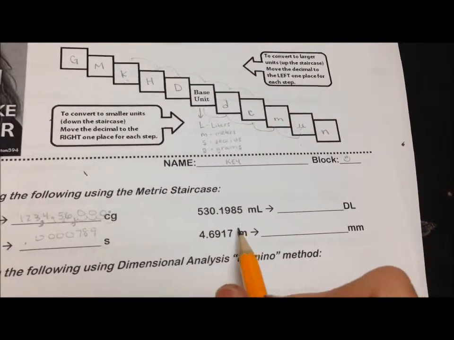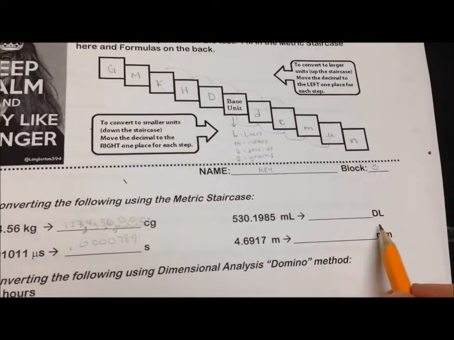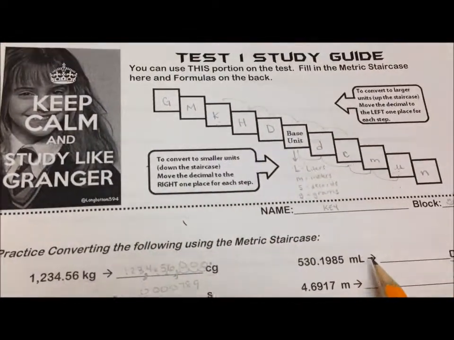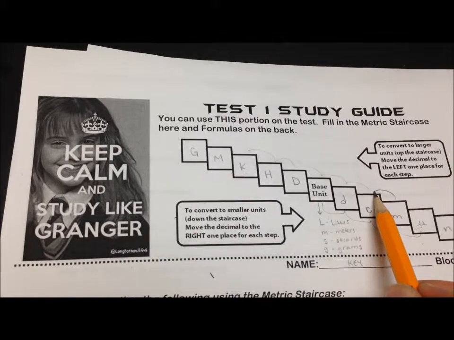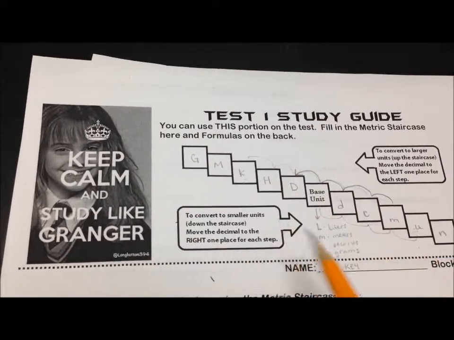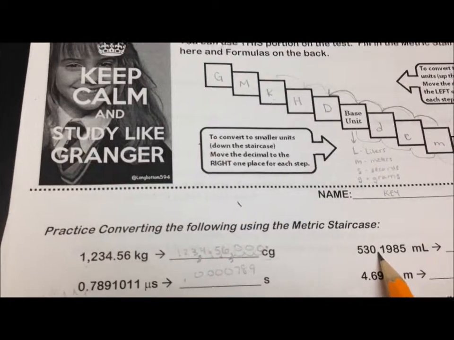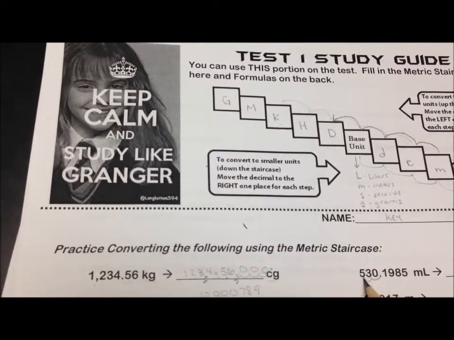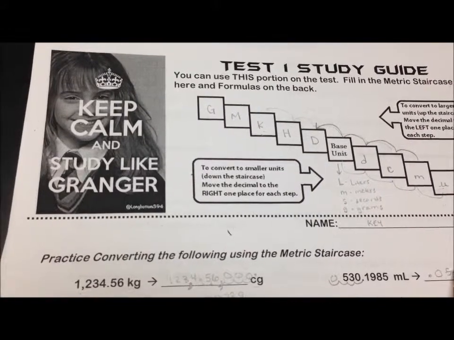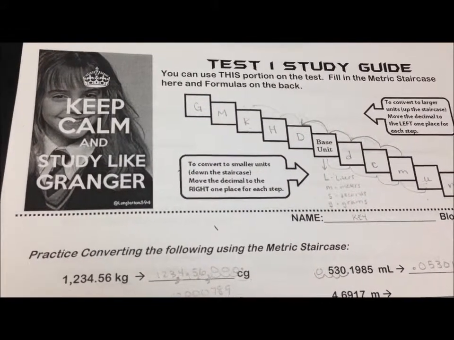Next one, we're going from milliliters to decaliters. Pay attention, this is a capital D. So we're going to this side. Milliliters to decaliters is 1, 2, 3, 4 steps. And we've gone to the left. So I take this decimal place and I move it 4 steps to the left. 1, 2, 3, 4. So it's going to be 0.053019, so on and so forth.